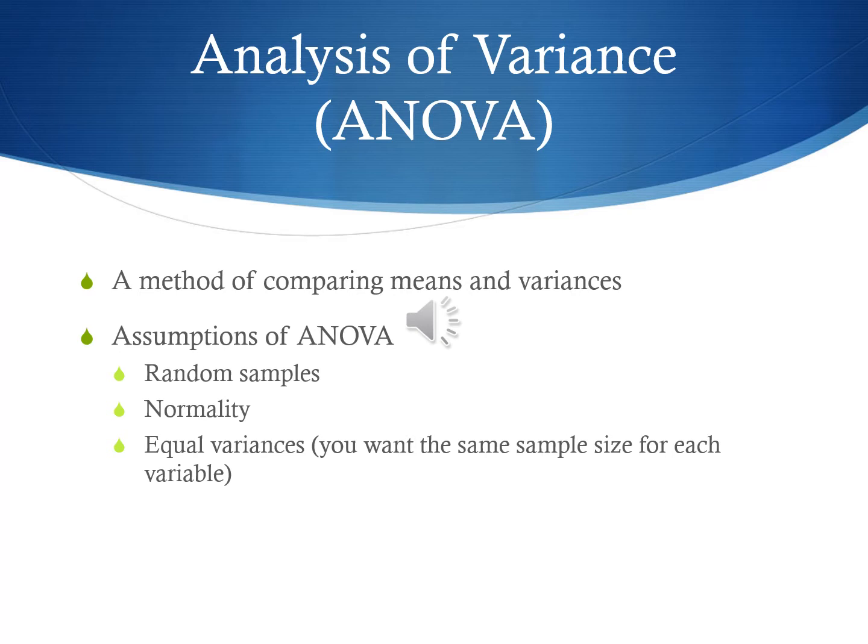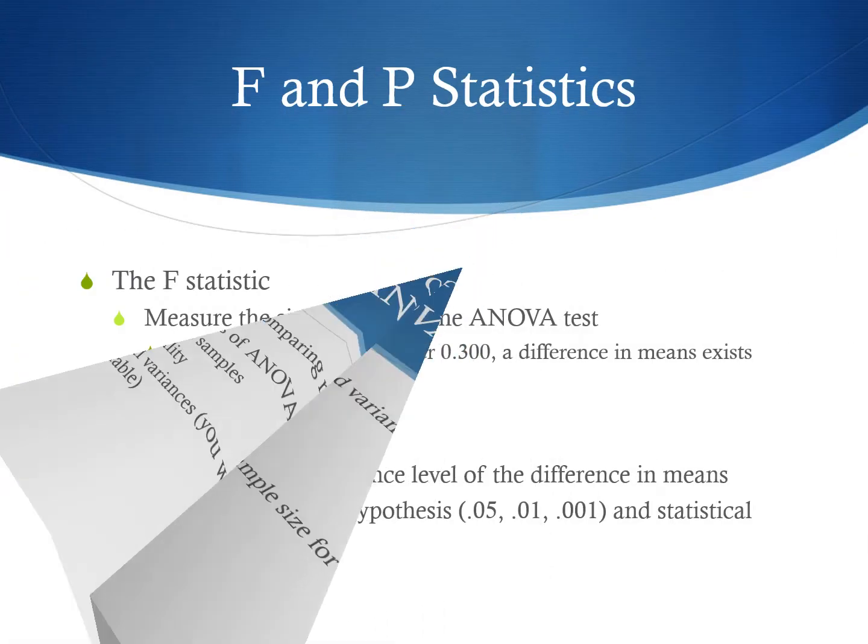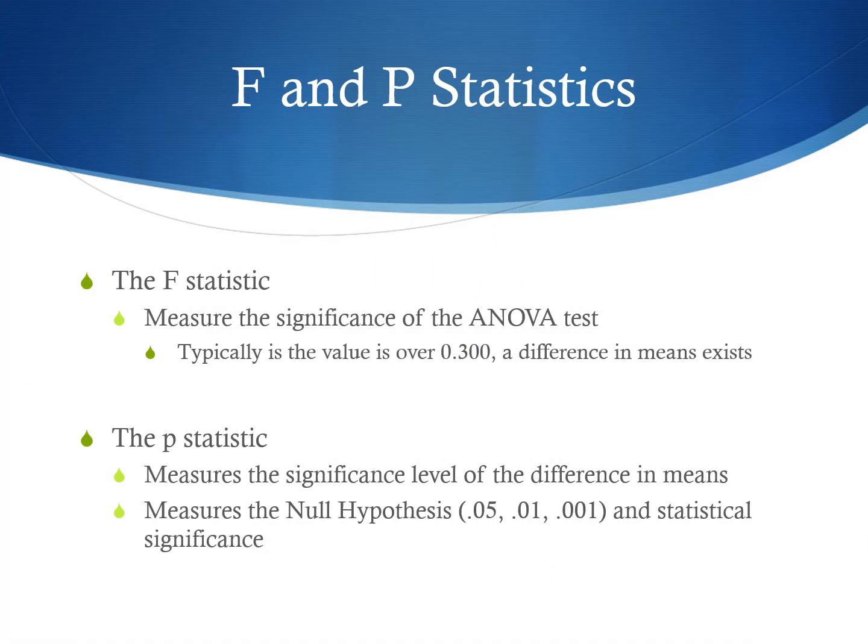that we have a random sample, we do have some normality about the data, and there are tests you can run to understand that. And then you want to make sure you have the same sample size for each variable. You don't have a sample size of 100 for variable A and 450 for variable B. And you can use different software packages to run ANOVA.